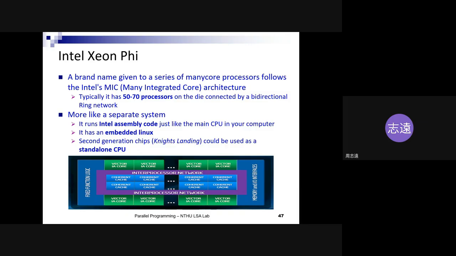And as I said, the unique strength of Xeon Phi is it's a standalone processor. You can install your own operating system on top of it, and it has better compatibility to CPU, especially the Intel CPU. Some people would like to use Xeon Phi.